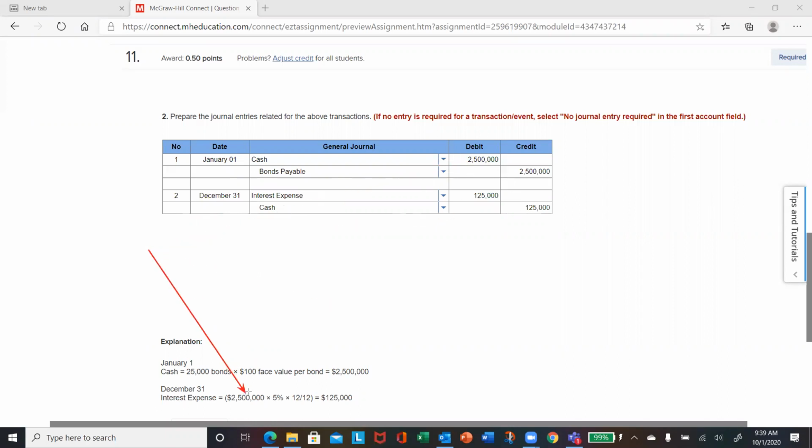And then again, here's that principal times rate times time calculation. Principal 2.5 million times your annual interest rate on the bond. 12 over 12 is for 1 year. So again, there's where you're getting your interest expense debit, and then credit cash for 125,000.